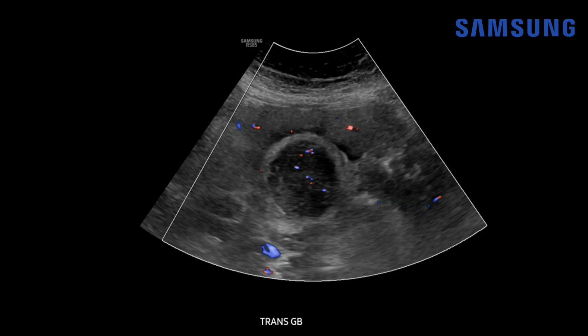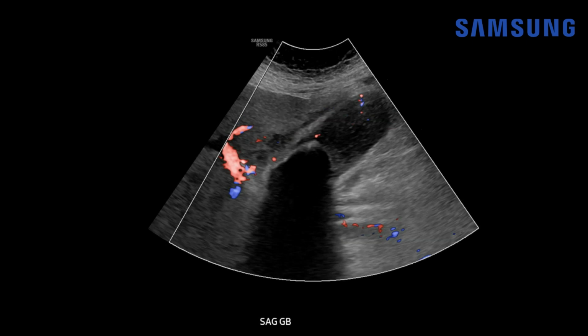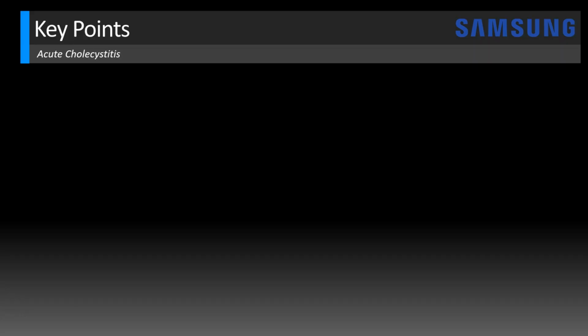When we add colored Doppler, we're looking for any wall hyperemia, which we don't see. We see a few scattered areas of twinkle artifact within the gallbladder lumen. That's just due to the sludge that we're seeing. And also on sagittal view, we don't really see any significant wall hyperemia, which isn't always present in the setting of acute cholecystitis.